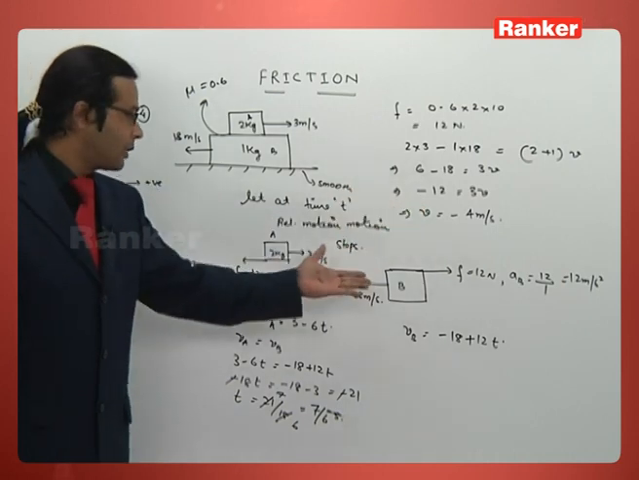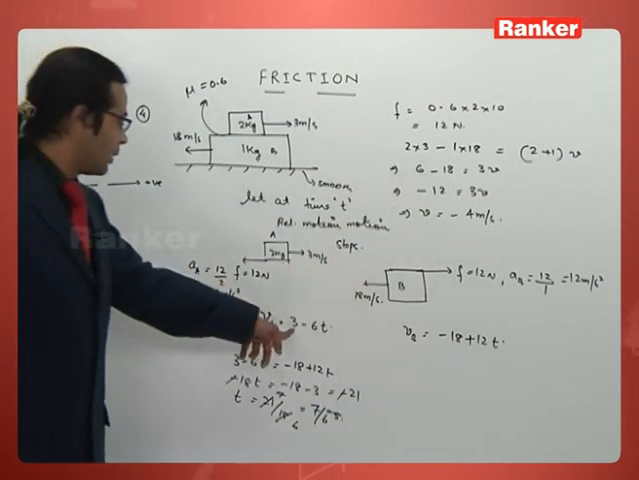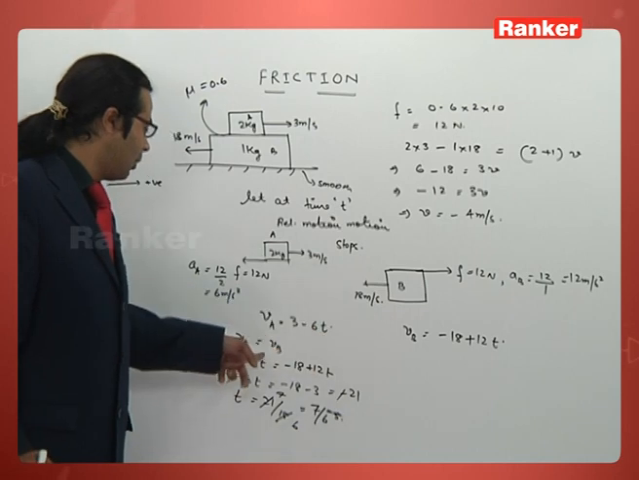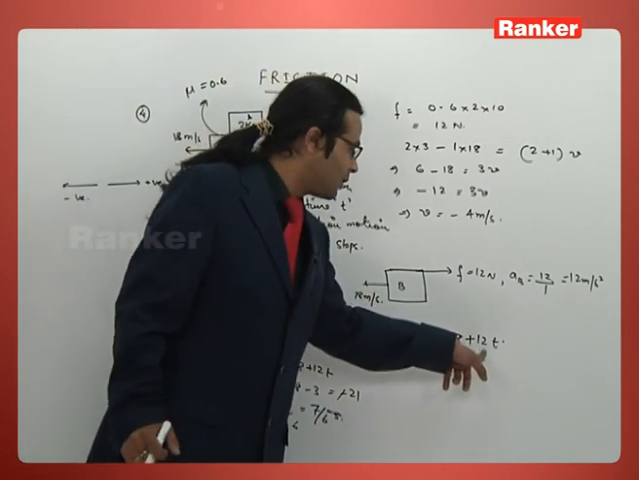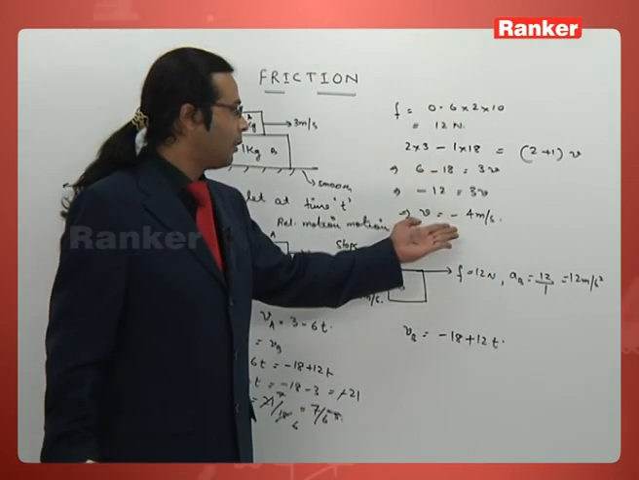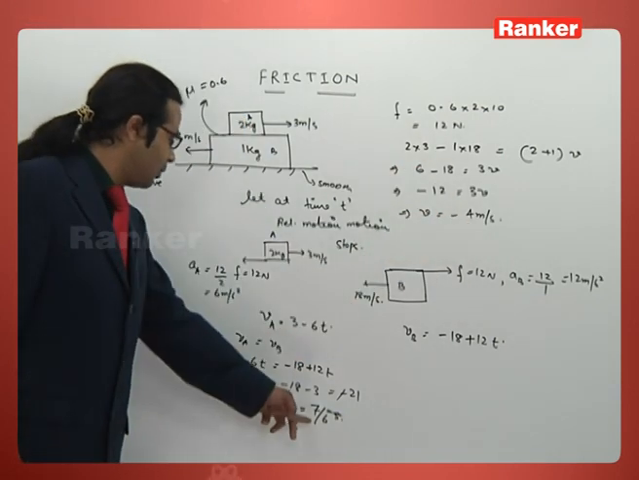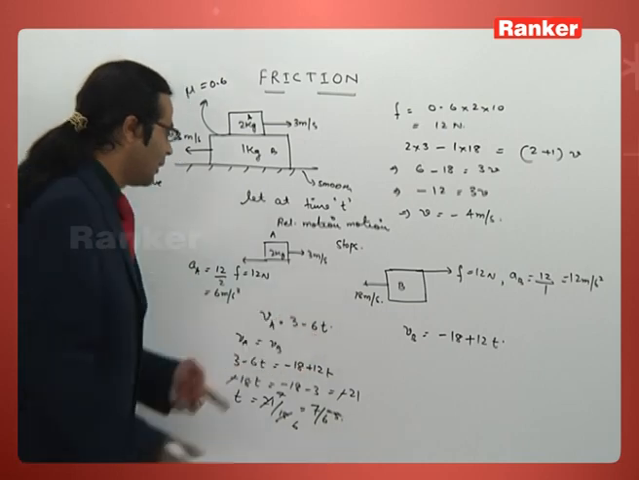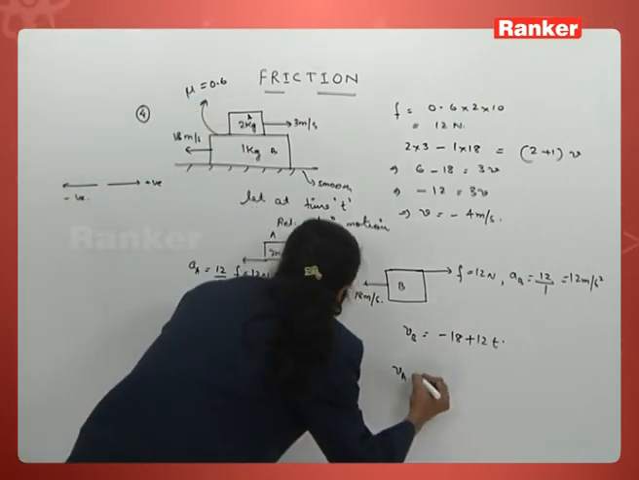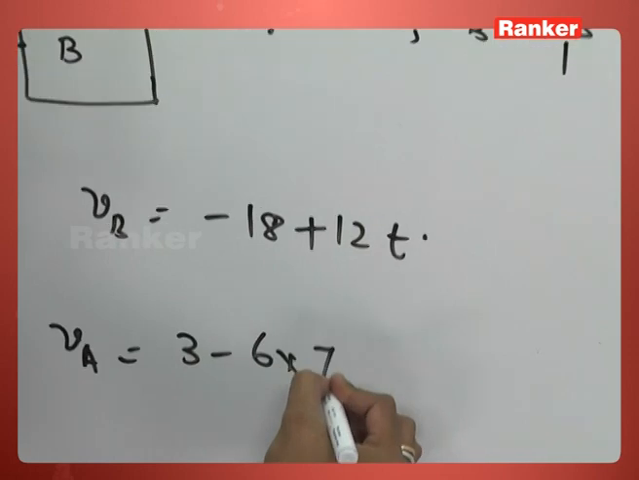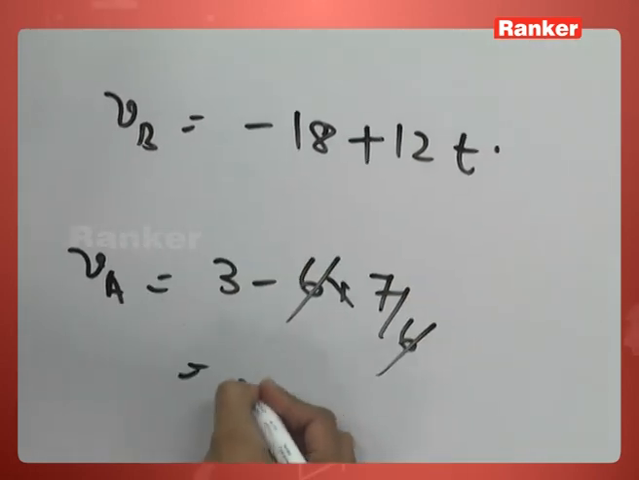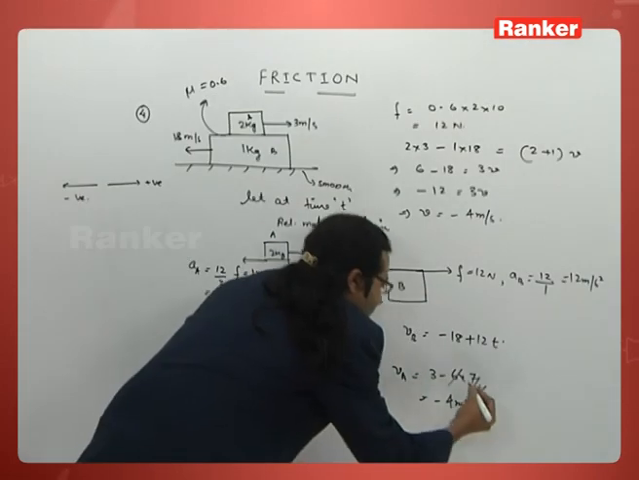Velocities of the two blocks I can calculate here: VA is 3 minus 6t, and VB is minus 18 plus 12t. We have already calculated t is equal to 7/6 seconds earlier. You can substitute the value 7/6 in this. We can get VA is equal to 3 minus 6 into 7/6. So 3 minus 7 is minus 4 meter per second.